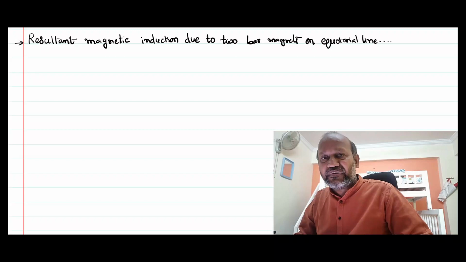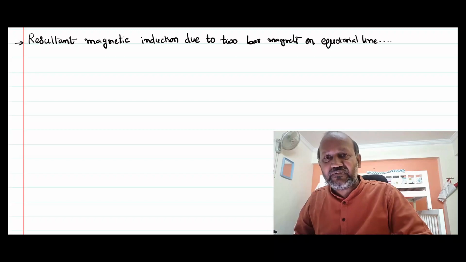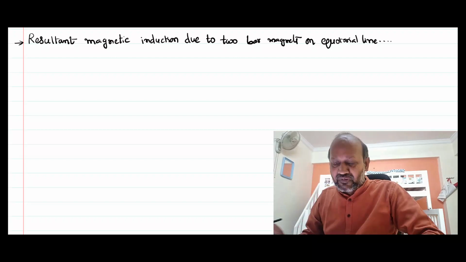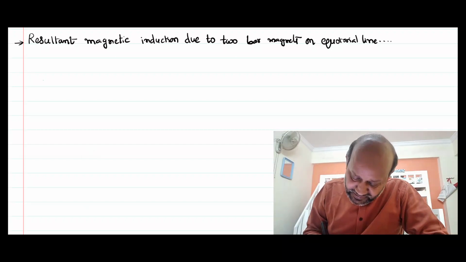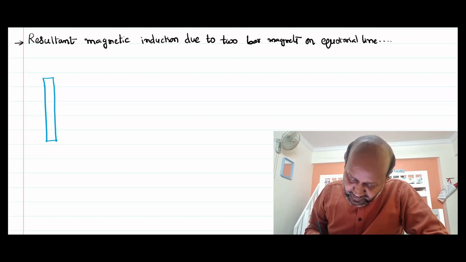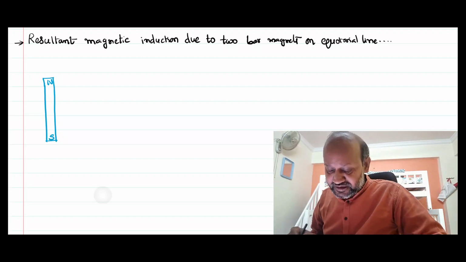Here in this video, we would like to consider a problem to explain a concept, right? Let me tell you first of all what our problem is. Imagine a magnet like this. Let the upper one be the North Pole and the lower one the South Pole, each of pole strength m.